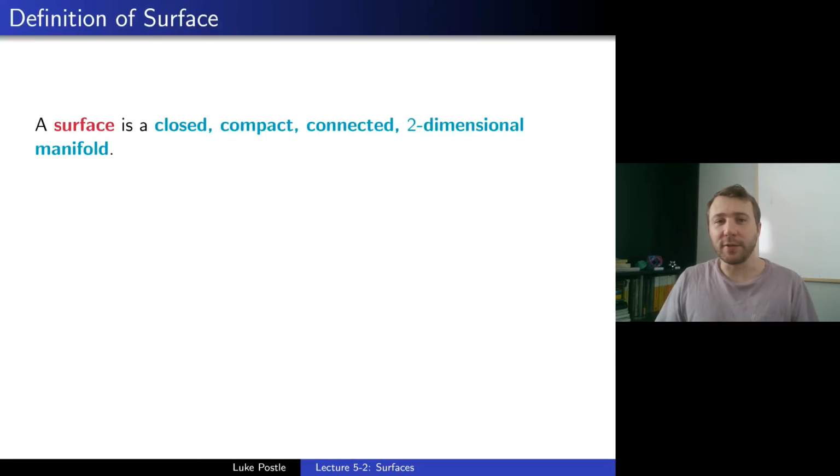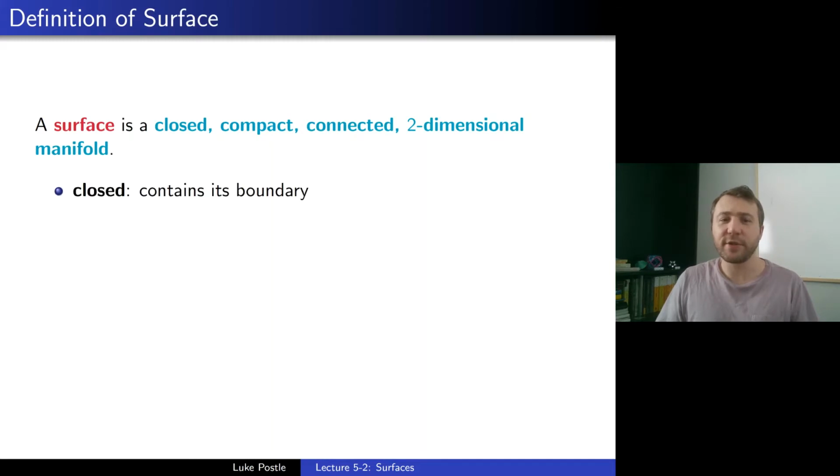So what is a surface? Here is the formal mathematical definition of a surface. A surface is a closed, compact, connected, two-dimensional manifold. Now, if you don't know what any of that means, let's go through each definition bit by bit from topology.